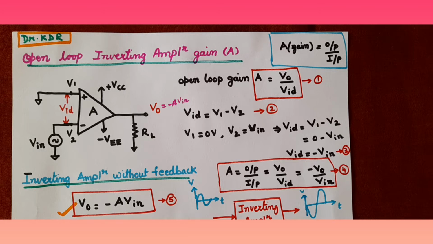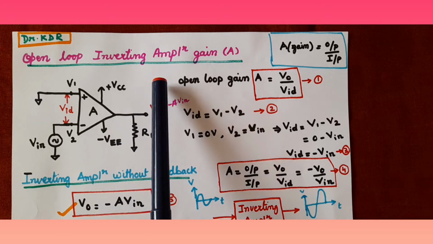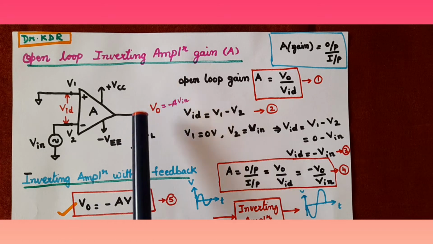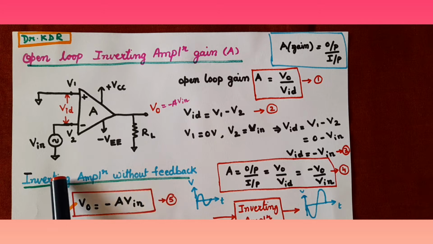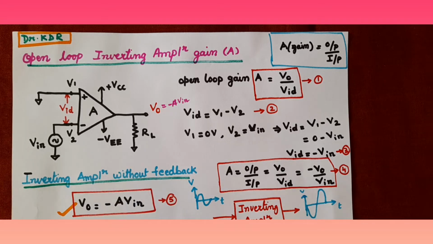So let us start the analysis for deriving open loop gain of an inverting amplifier. So what is the other name of open loop inverting amplifier? We can even call inverting amplifier without feedback. So open loop inverting amplifier and inverting amplifier without feedback both are same.